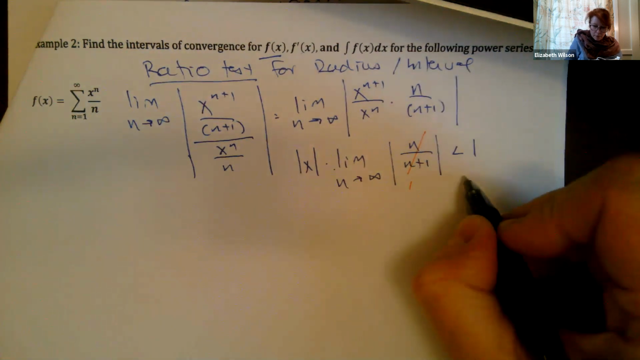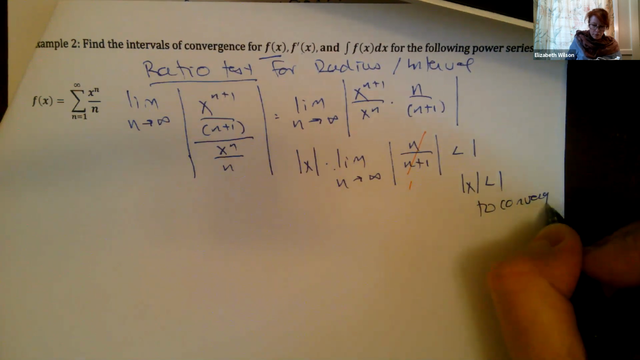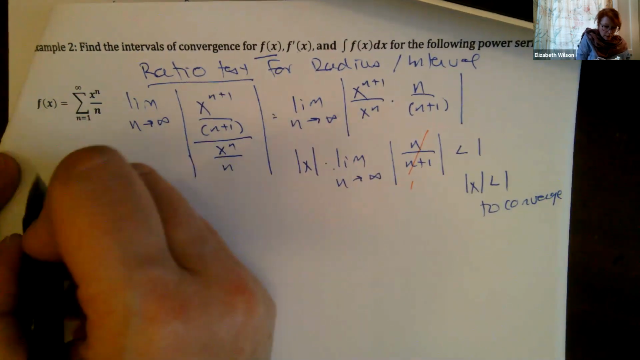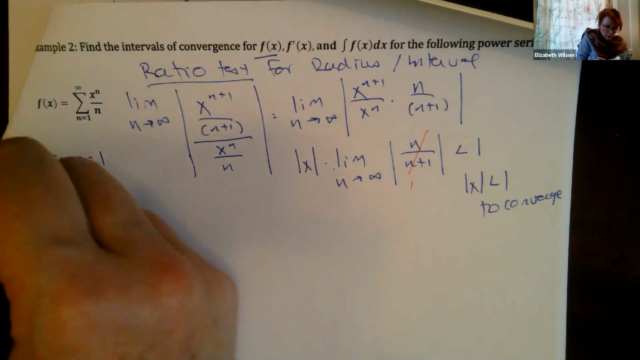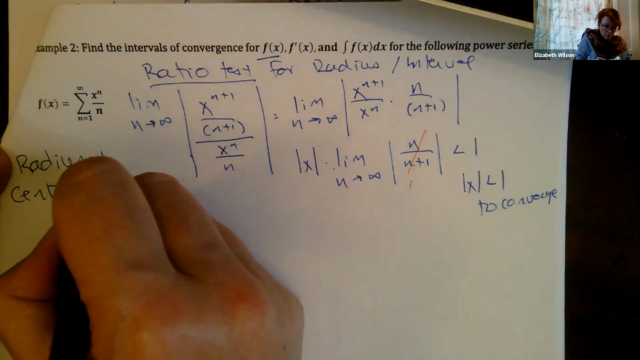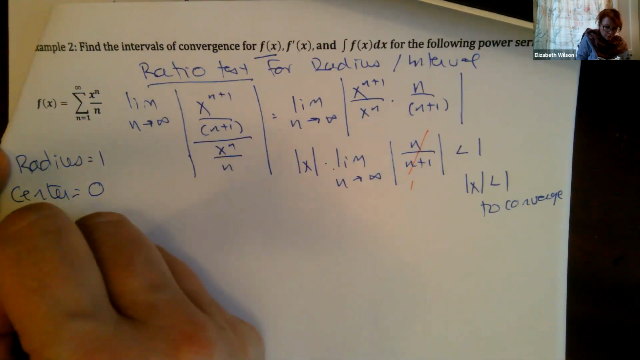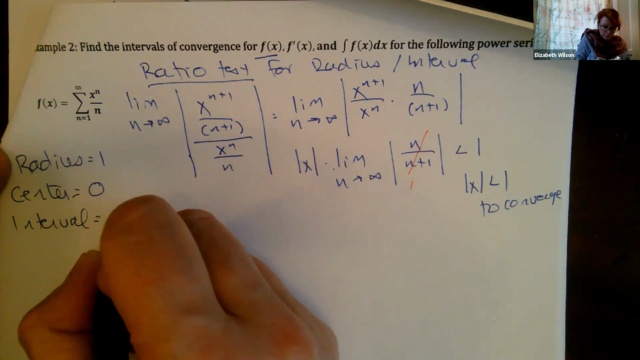Okay, so we're summing up to converge. So let's write this down. We have a radius equal to 1. Our center comes from here. Our center is equal to 0. So our interval is our center plus or minus our radius.